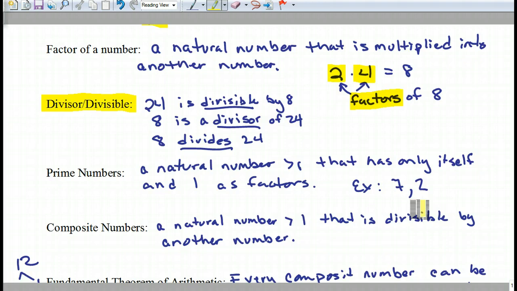But a composite number is a natural number greater than 1 that is divisible by another number. An example of that would be, say, 12. 15. 9. Just because it's odd doesn't mean that it's prime. Some people mistake that, because 3 times 3 is 9, right? So that's easy.